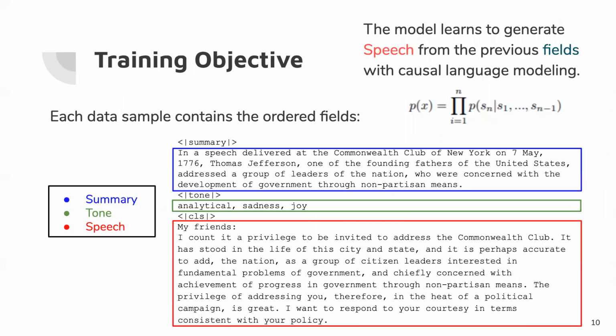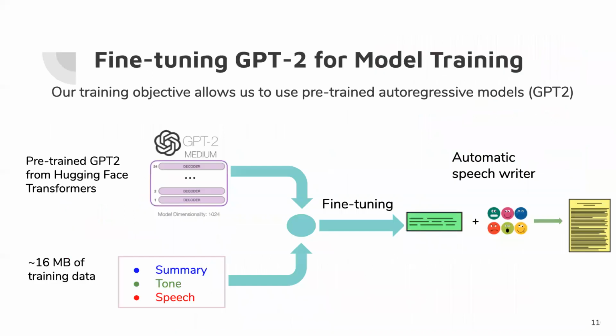As previously mentioned, GPT-2 uses causal language modeling, which means that each token is predicted only from previously seen tokens. In order to train our model, we simply organized each data sample into a sequence of ordered fields: summary, tone, and speech. We then add special summary, tone, and speech tokens to identify the beginning of each section and fine-tune GPT-2 to predict each token in the data sample given the previous tokens.